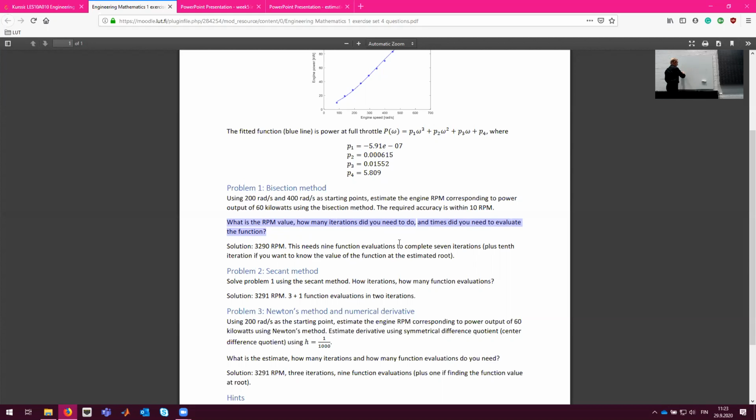We need to evaluate f(x1). Our x2 is here. We need to evaluate f(x2). That's two function evaluations for the first iteration. And then (x1 + x2)/2 is here. We need to evaluate again here, f(x3).